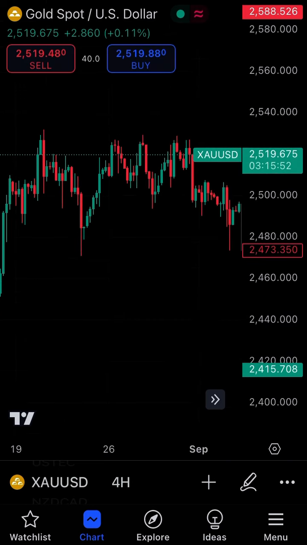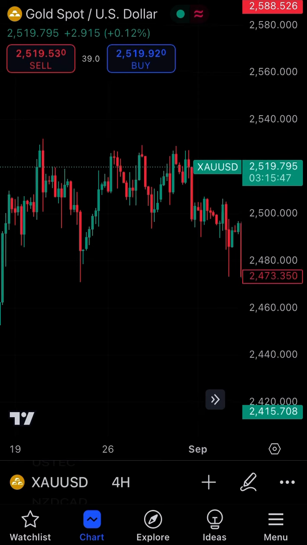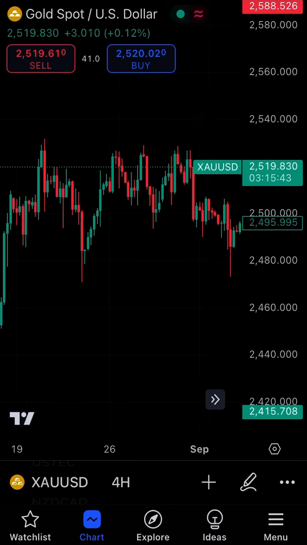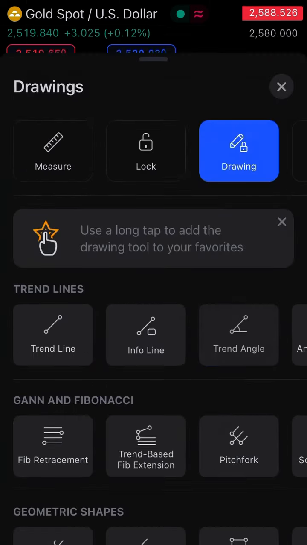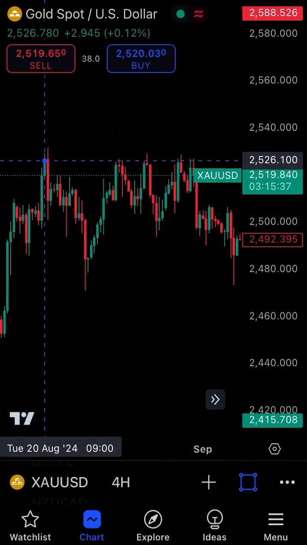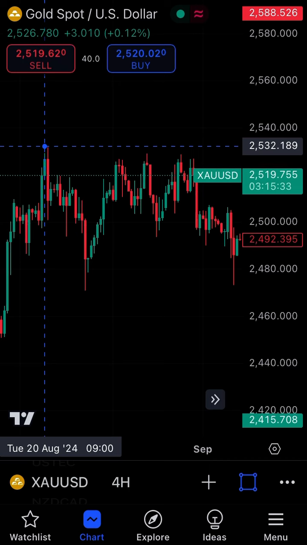So if you remember, I flipped two accounts. Okay, I flipped two accounts with this simple resistance. So here we can see this resistance here. We see how the market previously sold from this zone. Okay, so what we have to do, we have to mark it out.